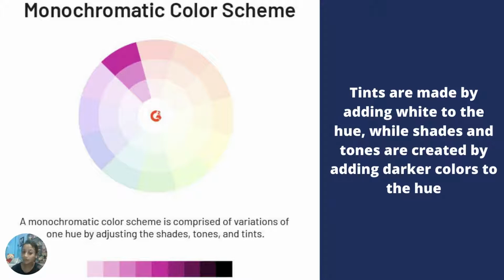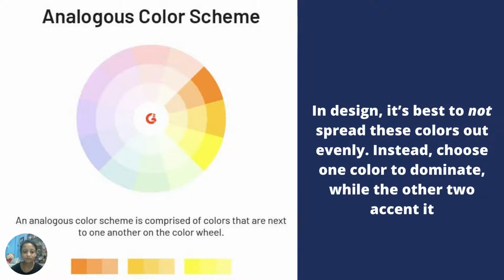So what do we mean by monochromatic color scheme? It is comprised of variations of one hue by adjusting the shades, tones, and tints. You can see here, this is the darkest shade of this color, while it can go a little bit lighter, a little bit lighter. Or you can add some white color if you really want. If you really don't like the brightest or darkest sides of any color, you can always mix some white color in it. So this way also you can do the color combination.